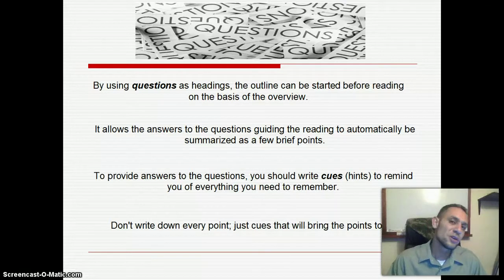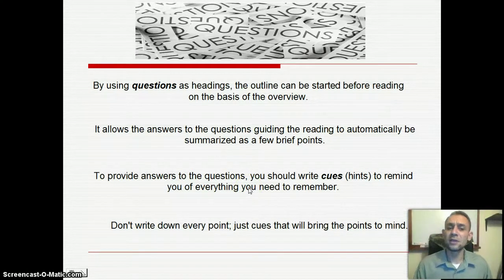Questions. By using questions as headings, the outline can be started before reading on the basis of the overview. It allows the answers to the questions guiding the reading to automatically be summarized as a few brief points. To provide answers to the questions, you should write cues, hints, to remind you of everything you need to remember. Don't write down every point, just important cues that will bring the points back to mind.